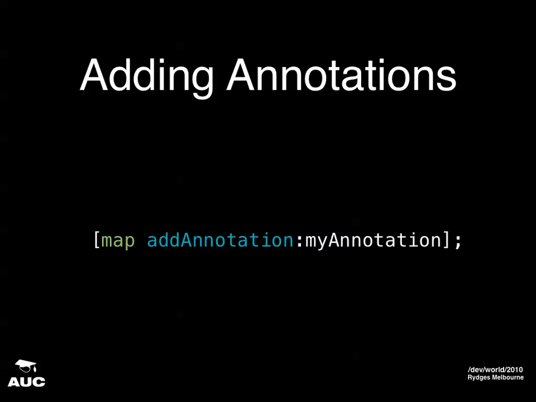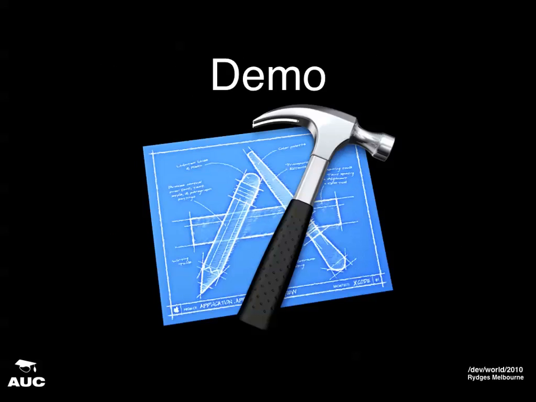So how do you add an annotation? Pretty simply: the map view, add annotation, and then your annotation. What this does is it actually chucks it onto an NSArray of annotations that the map view has as a property called annotations. Seems Apple's as original in their naming as I am. Which means you've got this big array of all these annotations, which is a convenient way of accessing them later if you want to change one of them. You can just go through, tweak something, put it back, and be good. Which leads, of course, to another demo.